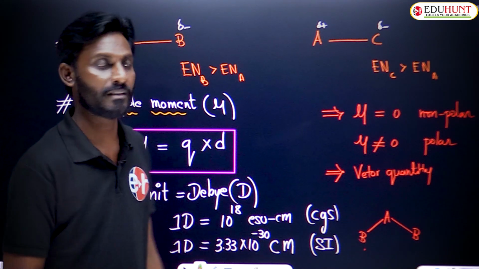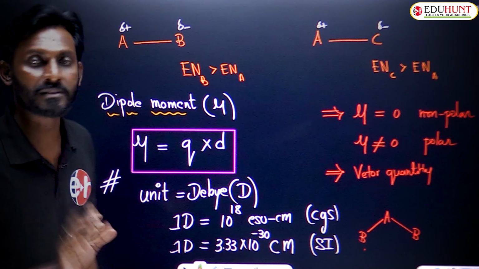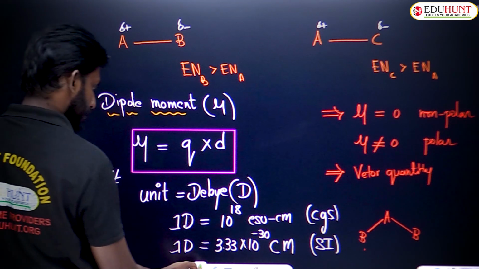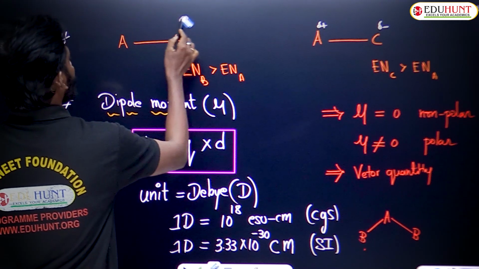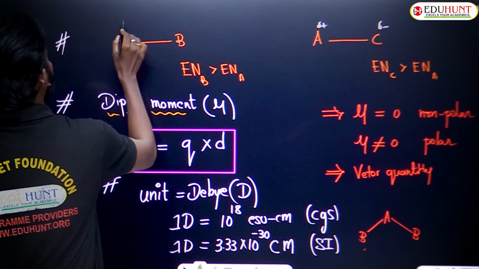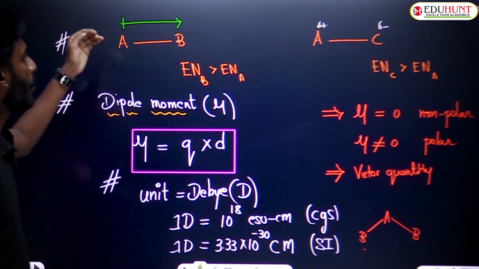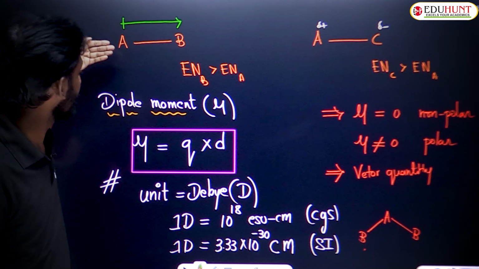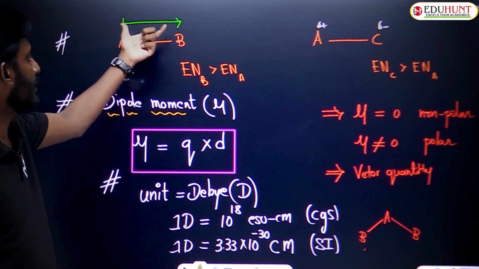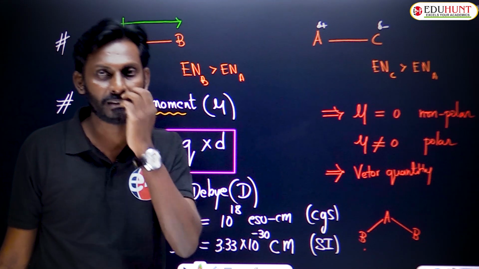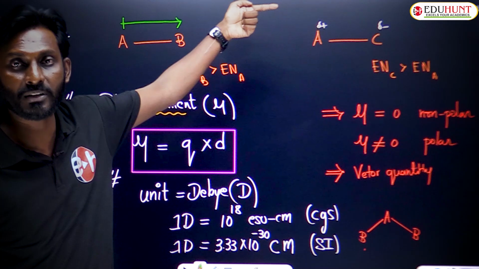Now how to show that? There is a method to express dipole moment, not like this. In general, we write these partial symbols, but officially dipole moment is expressed like this, from the less electronegative atom towards the more electronegative atom. So this arrow represents the molecule, and this arrow represents the dipole moment. The dipole moment is in this direction.